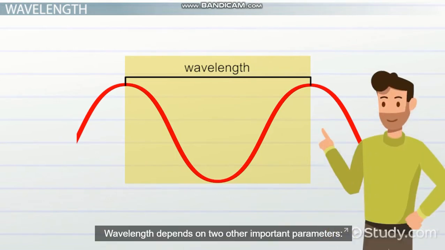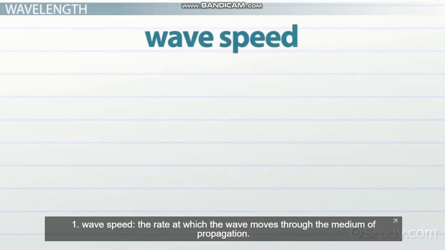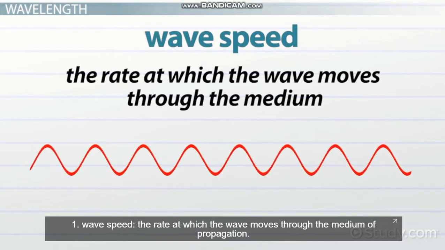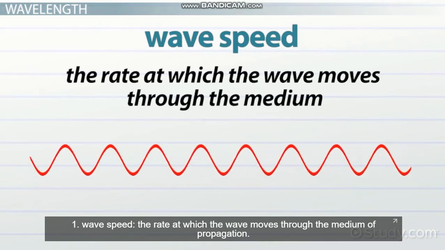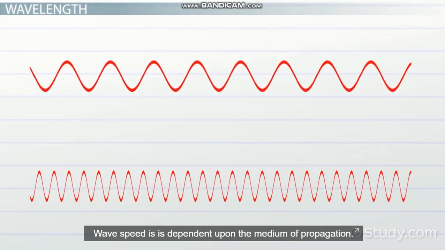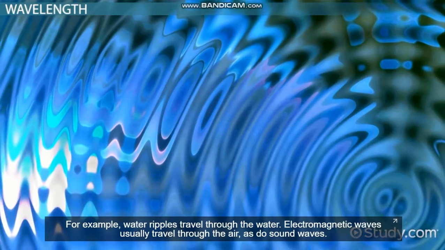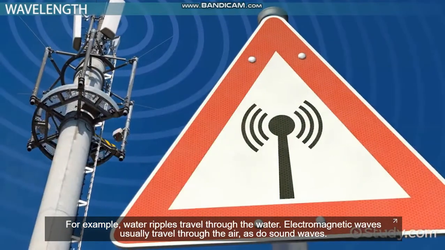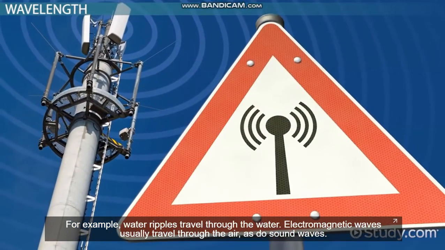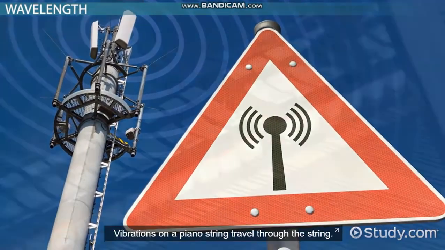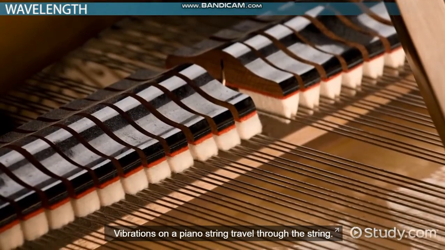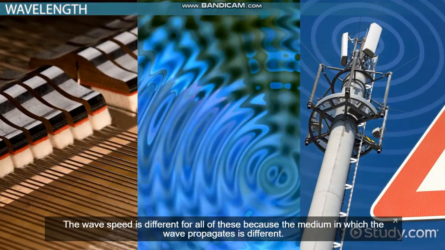Wavelength depends on two other important parameters. One, wave speed, the rate at which the wave moves through the medium of propagation. Wave speed is dependent upon the medium of propagation. For example, water ripples travel through the water. Electromagnetic waves usually travel through the air, as do sound waves. Vibrations on a piano string travel through the string. The wave speed is different for all of these because the medium in which the wave propagates is different.